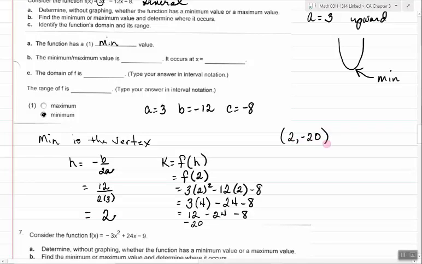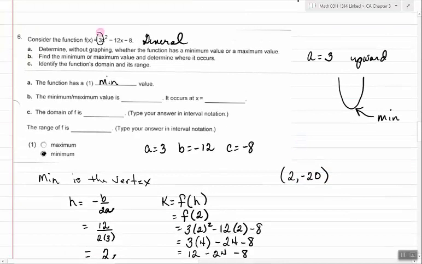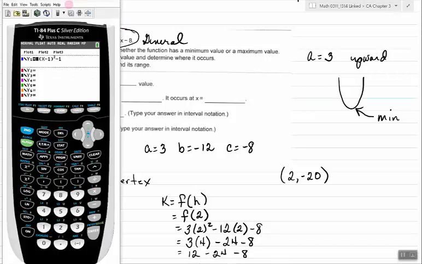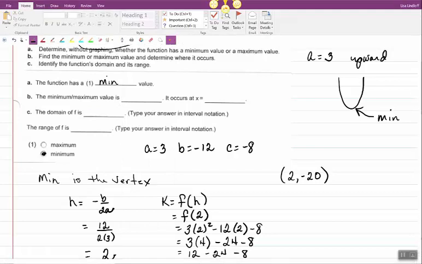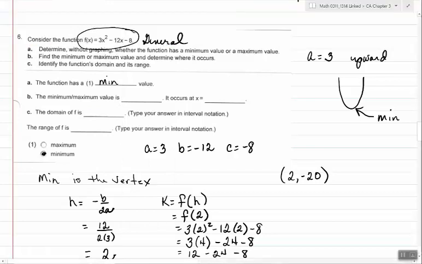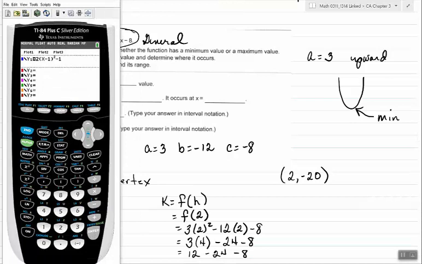Let me show you again by typing this function in the y equals of your grapher, where you can get that minimum quite easily. Whoops. All right, clear. So I have 3x squared minus 12x minus 8. Double check, that's the right one. I'm going to do a zoom 6.